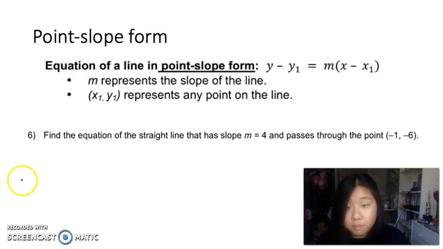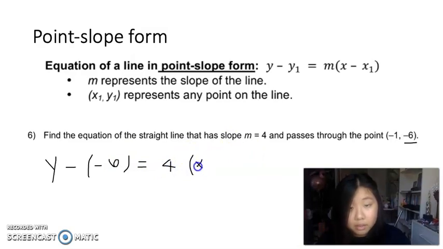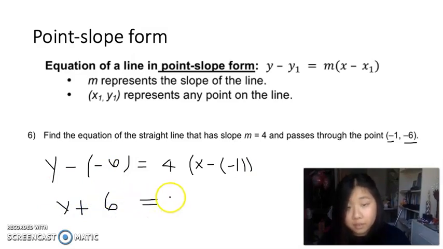Okay, so using the point-slope form, we can write y minus, and it gives us y1, which is -6. So y minus -6 equals, they give us m, which is 4, x, and then they give us x1, which is -1. And we can clean this up. So y plus 6, because subtracting a negative is addition, and the same thing here. Two negatives is a positive.